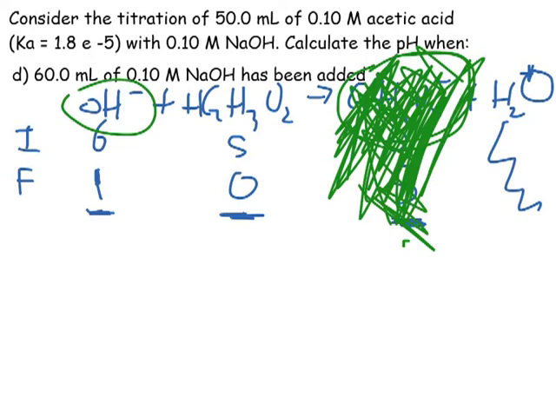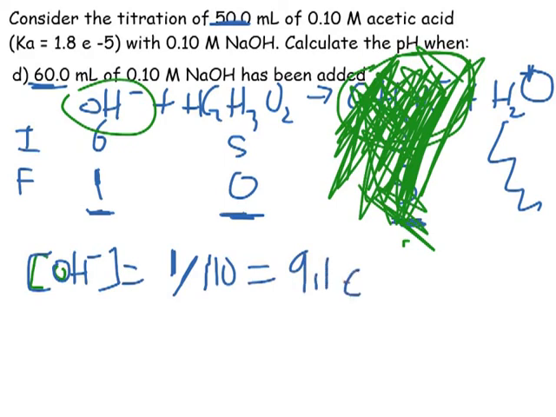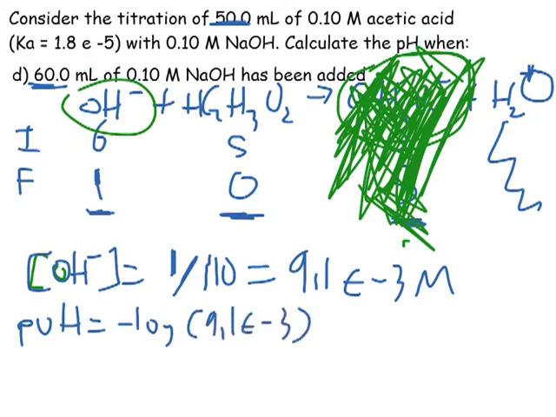The hydroxide concentration is equal to 1 millimole. But how big is our solution now? It's going to be 110 milliliters now. So that's going to equal 9.1 times 10 to the negative third. And now we find the pOH, which is going to be negative log of 9.1 e to negative 3. That's going to be 2.04.